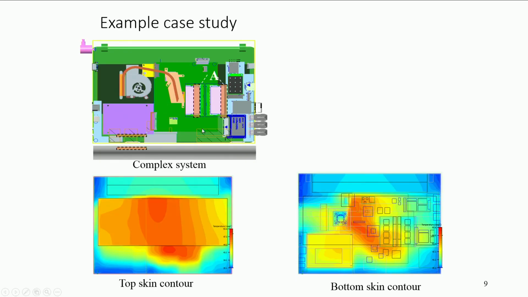Okay. Example case study, this was one system. It's a laptop, and this is the bottom skin contour, this is the top skin contour. Top skin is important because you are putting your palms there, so the palm rest temperatures are important. There are absolute temperature limits for the palm rest. There is also a limit on the temperature difference between the two: it should not be more than 1 degree, because you do not want one hand to feel hotter than the other.